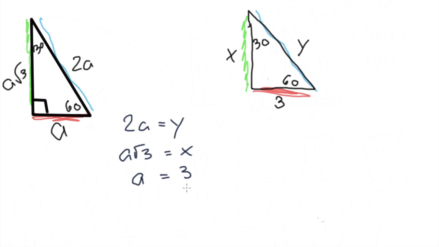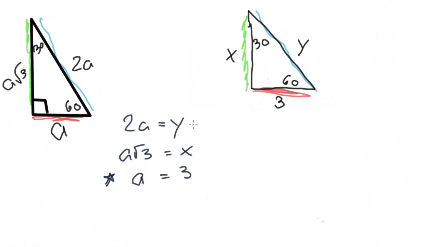So in order to solve this problem, we're going to go to the equation that only has one variable in it, which is this one down here, which is a is equal to 3. So now that we know what a is, we can plug a in for the rest of our equations and figure out what the answers will be.